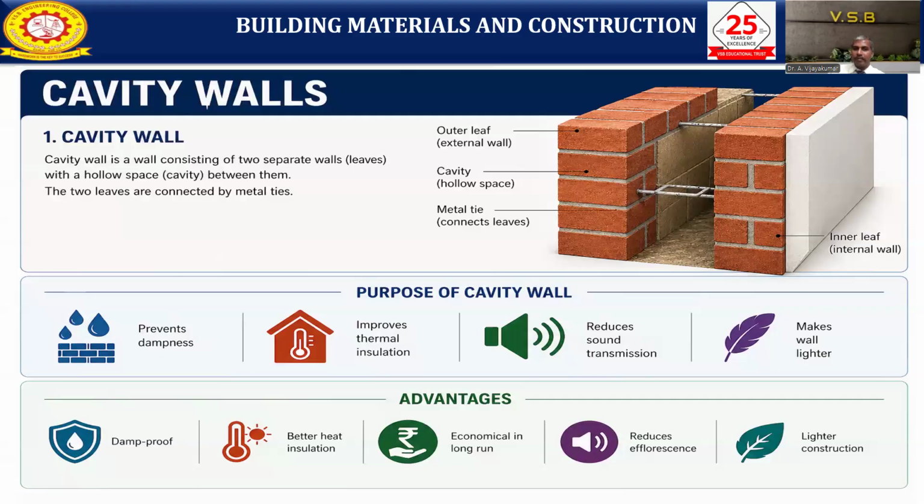So the advantages of the cavity wall are damp proofing, of course, better heat insulation, economical in the long run, reduced efflorescence, and lighter construction.